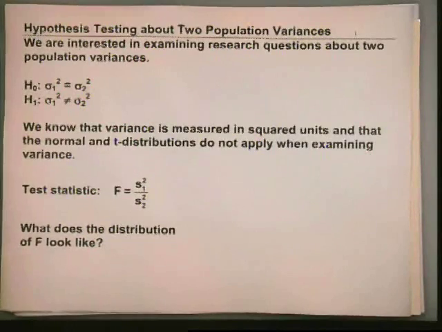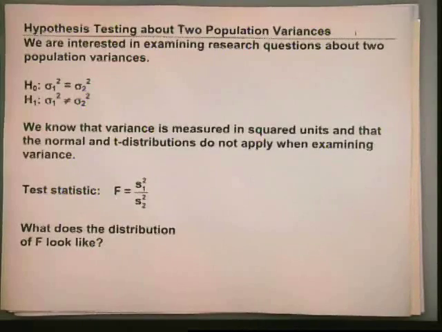Okay, here we're interested in examining research questions about two population variances. First, we're just listing the two-sided tests. We know that variance is measured in square units, and so the normal distribution doesn't apply because we have this cutoff value at 0 for variances. We've already seen that in the test for a single population variance when we talked about chi-square.